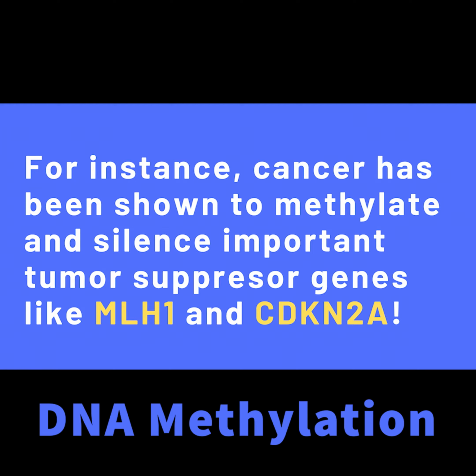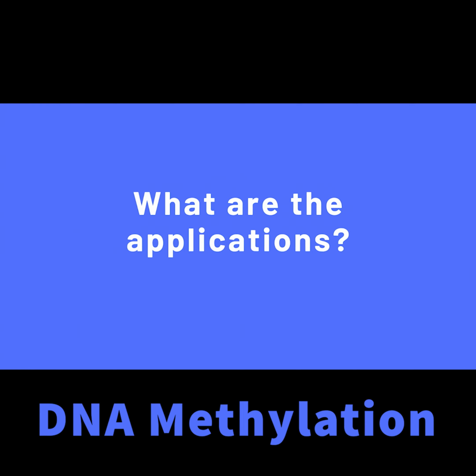When MLH1 is methylated, the cell is unable to produce an important protein, which results in an increased mutation rate that could be up to 100 times greater than normal. Additionally, CDKN2A is extremely important in regulating the cell cycle, as it is a tumor suppressor gene. So when it is disrupted by methylation, cancer can grow unchecked.